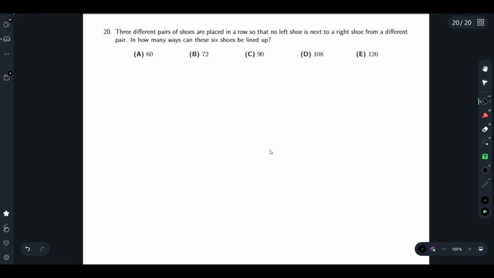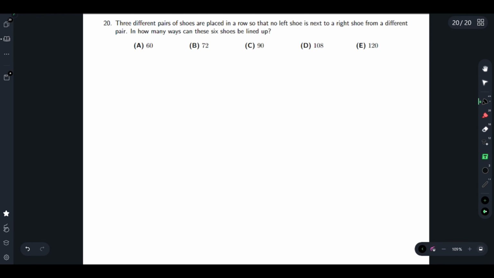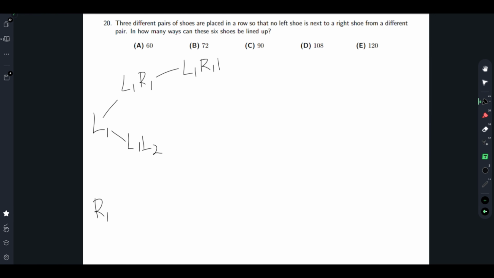Number 20. 3 different pairs of shoes are placed in a row such that no left shoe is next to a right shoe from a different pair. In how many ways can these 6 shoes be lined up? So now we just do some long casework. So if we start with left pair and we start with a right pair. So if we start with left 1, then we can go to left 1, right 1, or left 1, right 2. There's only 2 cases, left 1, right 1, left 1, right 2. And obviously we can't have left 2 next to that or else it'll be different.